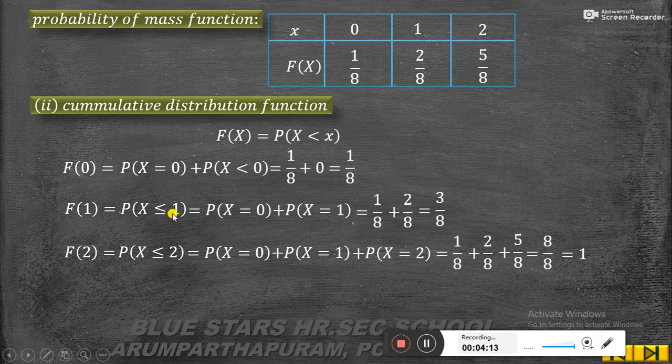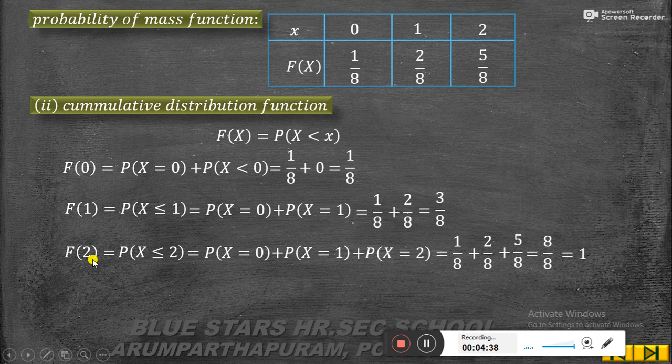X less than or equal to 1 means the values start from 0 and 1. So I take probability of x equal to 0 plus probability of x equal to 1, because less than or equal to 1 means the lesser value, and this value also we take. Probability of x equal to 0 means 1 by 8, plus probability of x equal to 1 means 2 by 8. So 1 by 8 plus 2 by 8, 3 by 8.